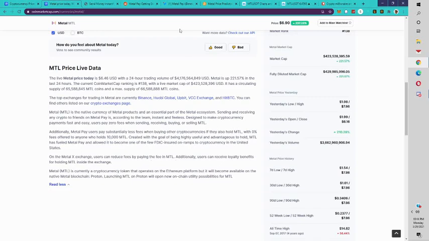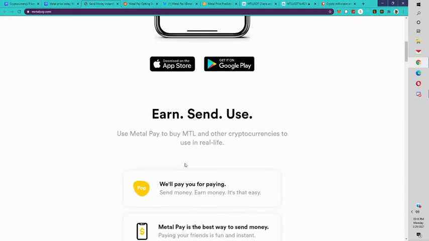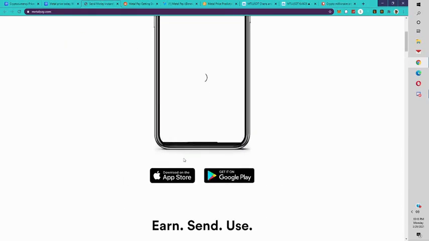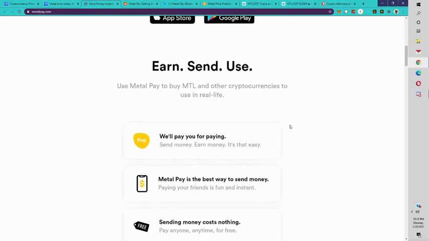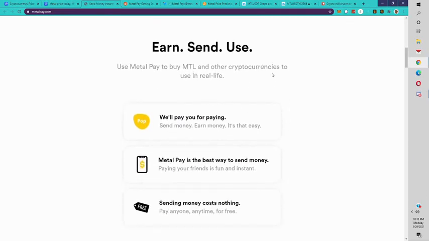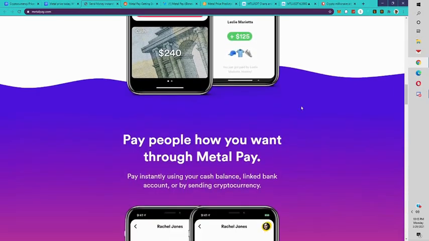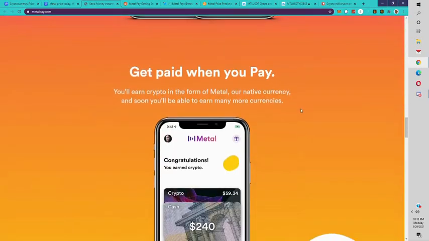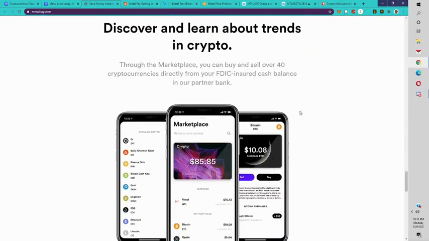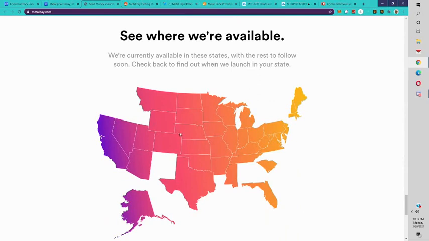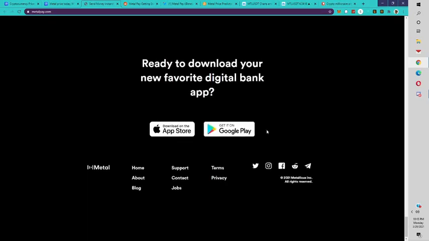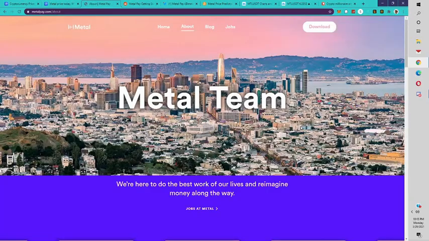So that is huge. They are FDIC insured. They have apps on the App Store and the Google Play Store. Use Metal Pay to buy MTL and send other cryptocurrencies for use in real life. What makes them different, like we said, is they have the FDIC bank backing. And they're available in all of these states. So they're getting available and they're covering the U.S. They're becoming the new favorite digital banking app. And they have some really good ideas. Looks like they're based in San Francisco.